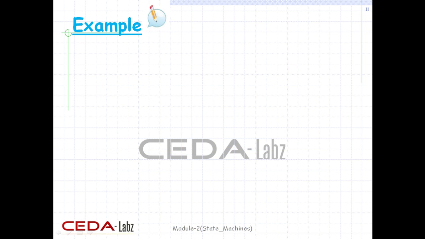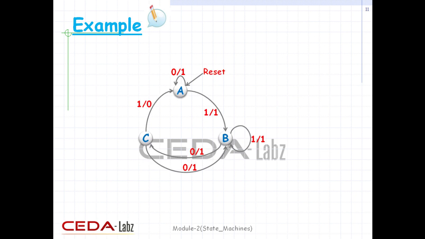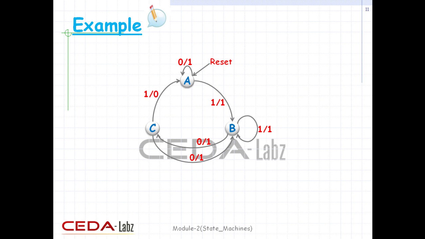Now let us start with some examples in order to understand Verilog coding for state machines. First of all, let us go through some facts related to state machine designing.